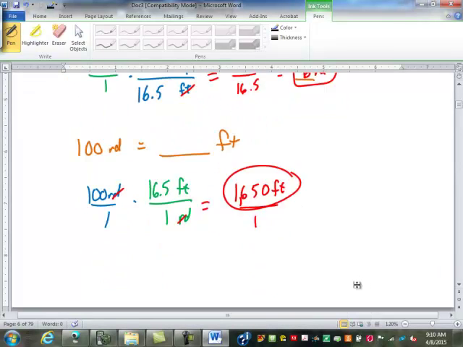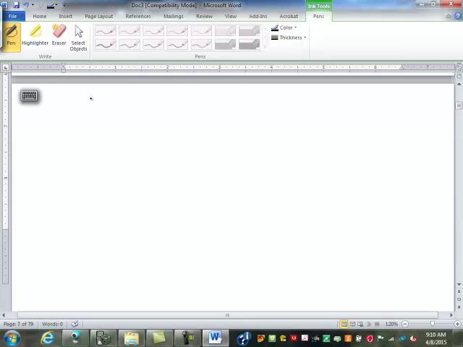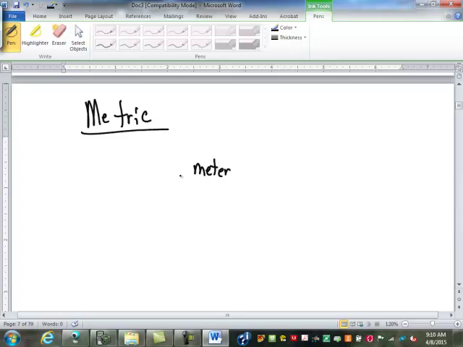Okay, let's talk a little bit about metric units. In the metric system, there's only one unit for each thing. For length, our unit is the meter. All lengths are measured in meters or fractions of a meter. For volume, it is a liter. Now for weight, we have to be careful.